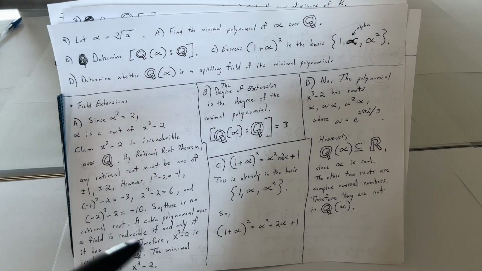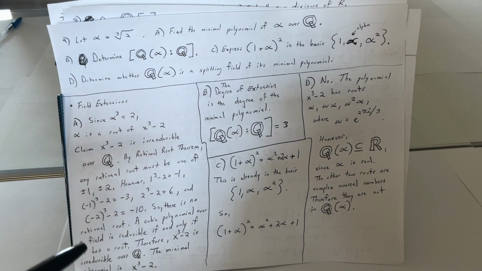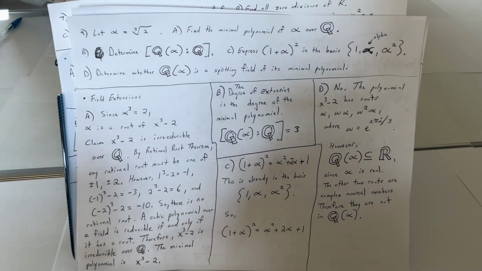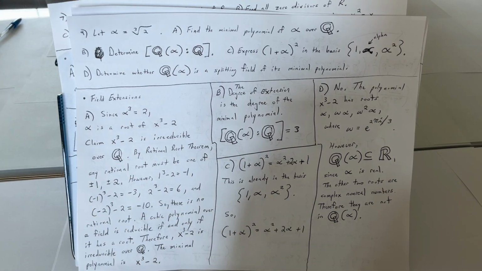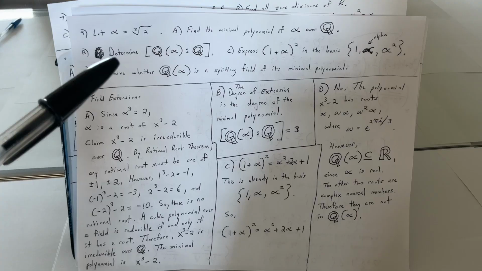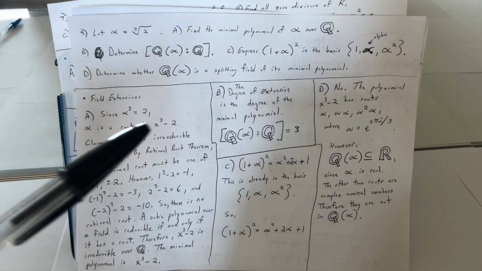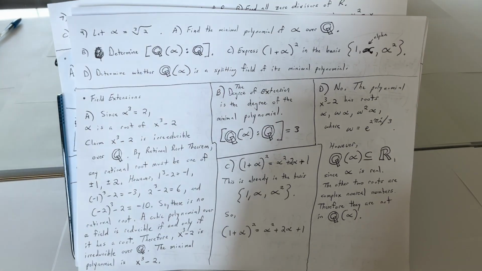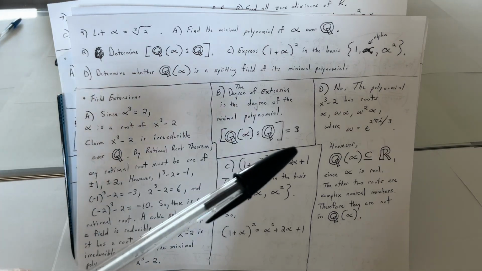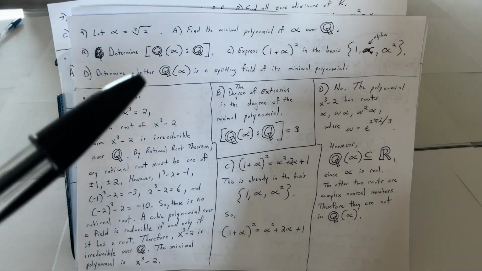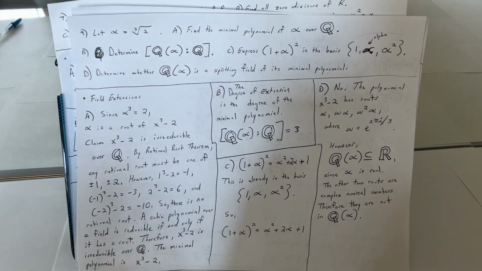A cubic polynomial over a field is reducible if and only if it has a root. Therefore, x cubed minus 2 is irreducible over Q. The minimal polynomial is x cubed minus 2. Okay. Part B, determine the following. And for part B, we could say the degree of the extension is the degree of the minimal polynomial, which happens to be 3. Sorry about the way I drew the Q's.